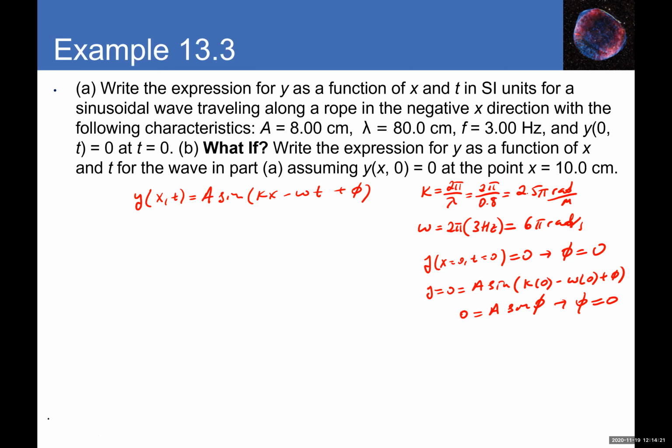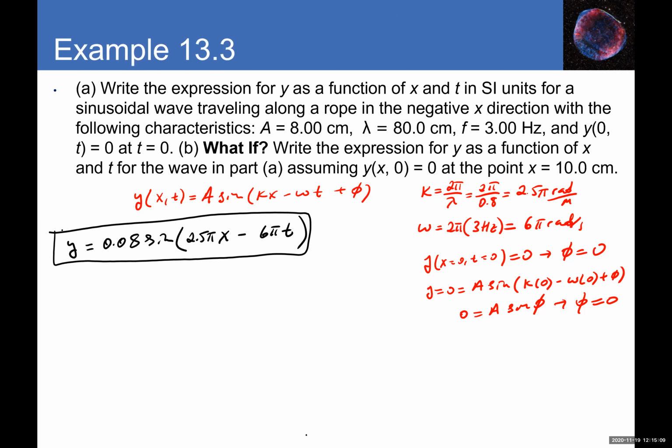All right, so using all that, we can come back and write this equation, y as a function of time and position. So y equals 0.08 for the amplitude, then sine of kx, and k is 2.5 pi, so 2.5 pi x minus 6 pi t, plus 0. So we can just say it like that. And that's basically our answer for part A.